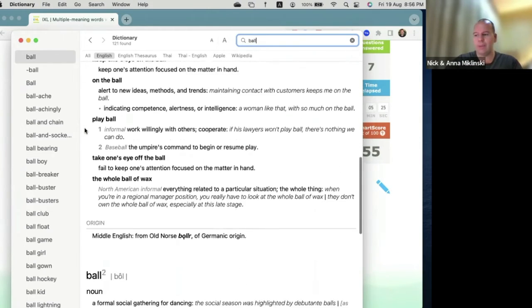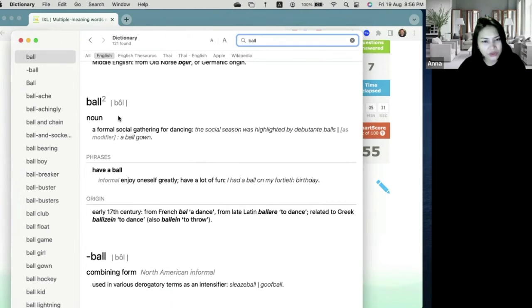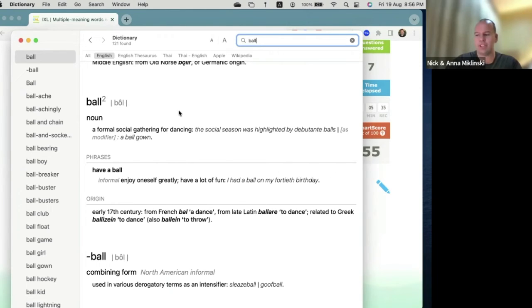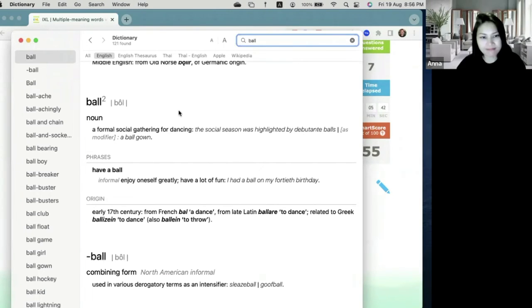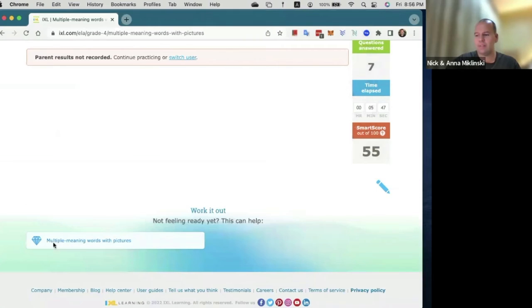And then if you keep going down, ball number two, what does it say? A formal social gathering for dancing. Yep, and that's the second version. That's not as common anymore, I would think. So it's another way to use it. Okay, let's check our work. Correct.